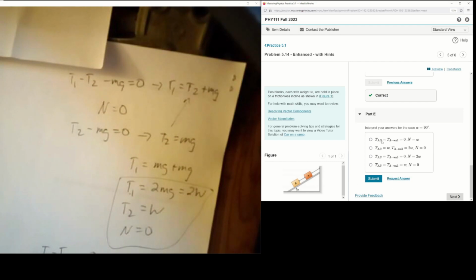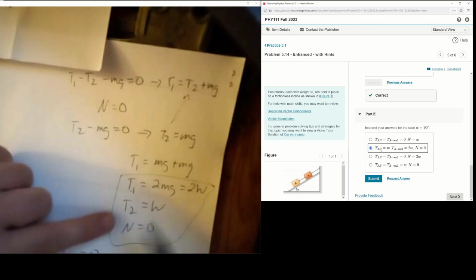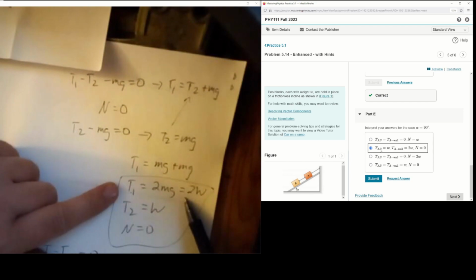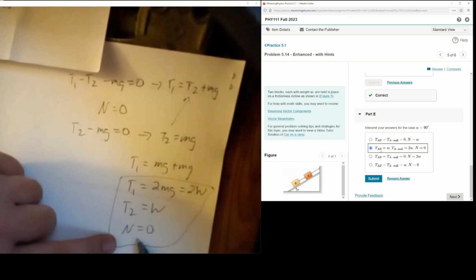So our first one says the tension's equal. That's wrong. The next one says tension AB, which is what I'm calling tension 2. Tension 2 equals weight. That's what they say. Tension 1, the one connecting the wall, is twice the weight. That's what they also say. And they say the normal force is 0.